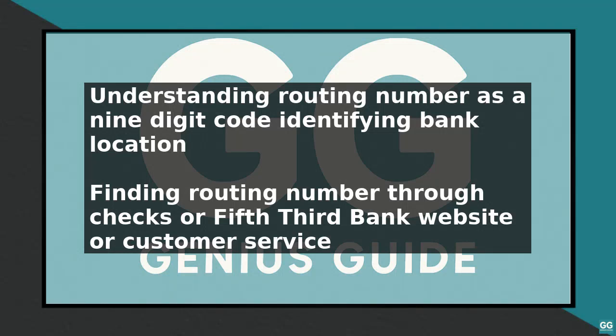To manage your Fifth Third Bank routing number, start by understanding what a routing number is. A routing number is a 9-digit code that identifies the bank and location where your account was opened. Fifth Third Bank has several routing numbers depending on the state where your account is located.